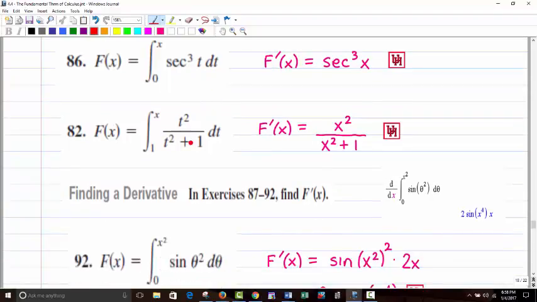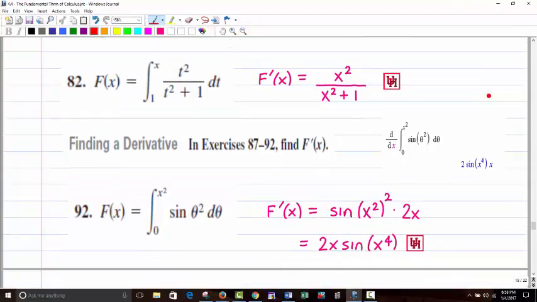Next one. No problem with the 1 being down there because it's still a constant. It's x again. So all you do is come over here to where the t's are, put an x everywhere you see a t. So t squared becomes x squared, t squared plus 1 becomes x squared plus 1. How about that?